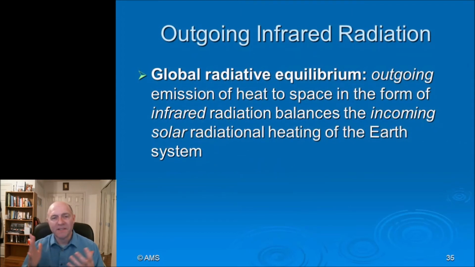So if all these things are in balance, we reach a radiative equilibrium, so the average temperature of the planet doesn't change. The outgoing emission of heat to space in the form of infrared balances the incoming solar radiational heating of the Earth system. So in other words, incoming solar balances outgoing terrestrial or outgoing infrared. When those things balance, we're in a radiative equilibrium and there's not a temperature change. Again, in the mean for the whole planet.